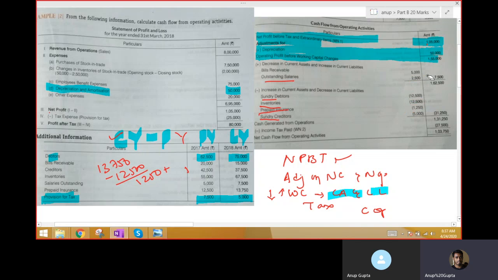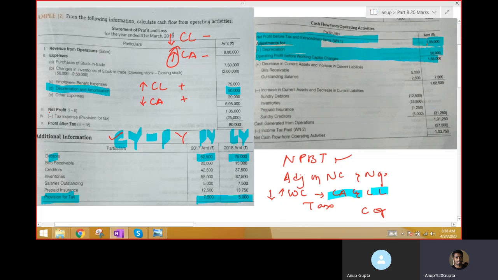Okay. So it is very important, students, that you must have seen the previous video where I have explained the format nicely. Just for your convenience, again I'll explain. Increase in current liability will be added. Decrease in current asset will also be added. Decrease in current liability will be subtracted. Increase in current asset will be subtracted. Okay. So this is the theory.